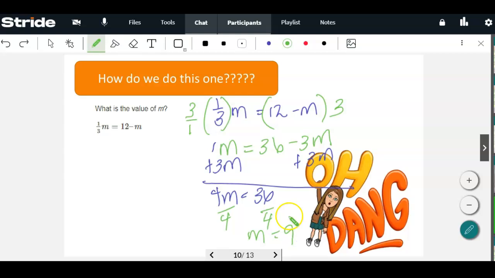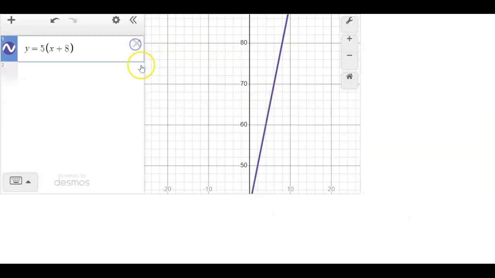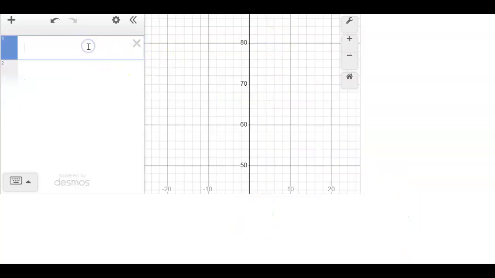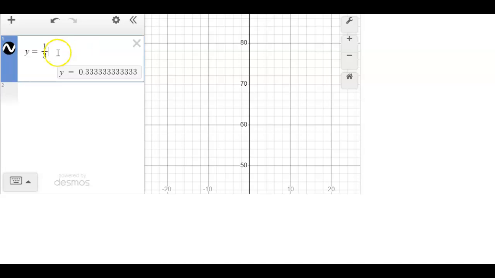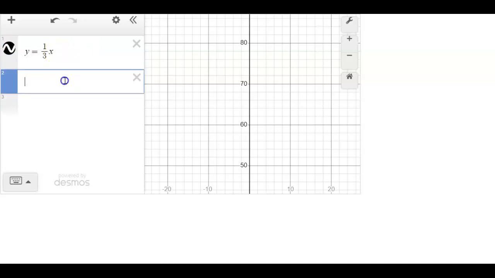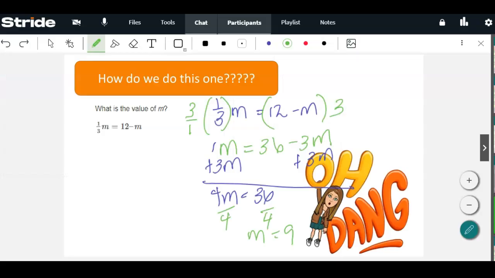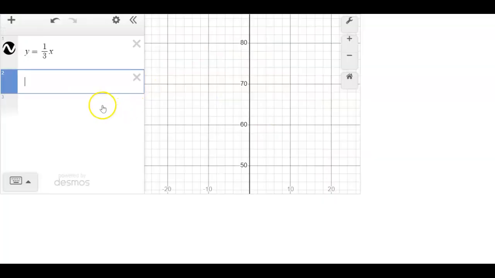So let's look and see how to put that into the calculator. 1/3 m is the first side. Let me delete these. Be careful when you put this in. So y equals 1/3, and we can't use m, we have to use x. So make sure it's in the middle there. We're going to use x, and then 12 minus x.